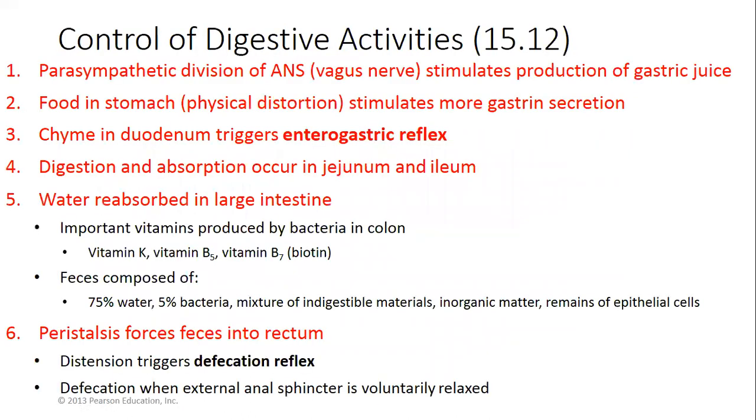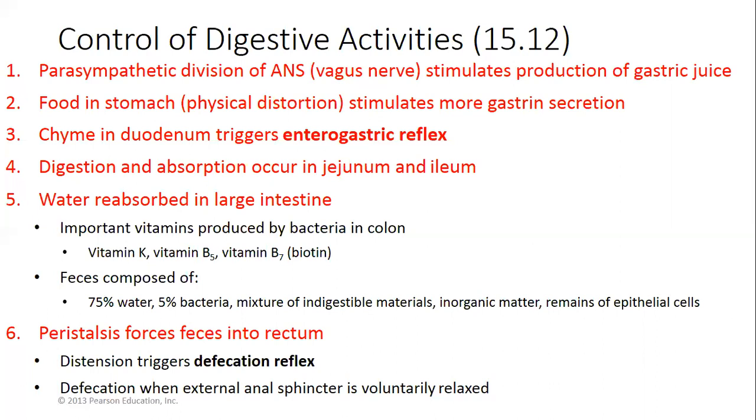All right. Control of digestive activities. So we're going to really talk about function here from this point forward. Parasympathetic activation by way of the vagus nerve, which is one of the 12 cranial nerves, stimulates production of gastric juices. Food in the stomach, by way of physical distortion, stimulates gastrin secretion. And then chyme that's produced in the stomach heads into the duodenum, where digestion and absorption occur in the jejunum and then ileum. Water is reabsorbed in the large intestine.